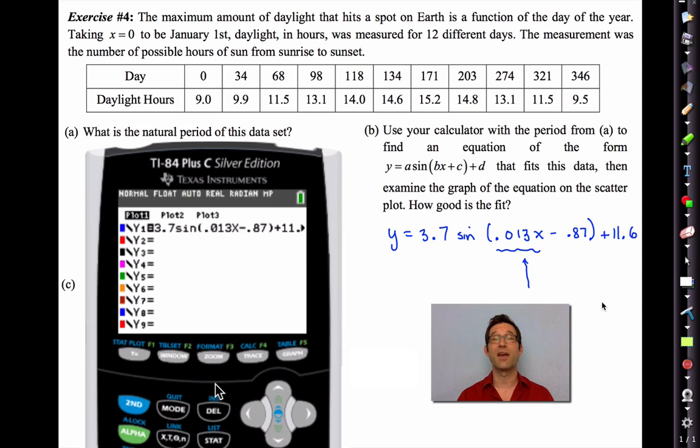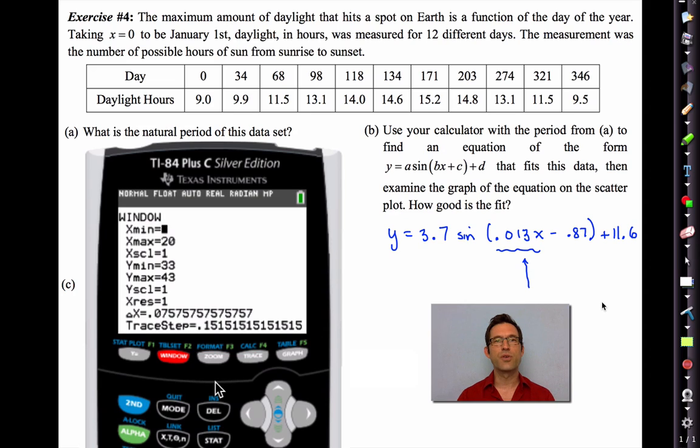Now the only thing I should make sure of is that I have a good window now. So let's go into the window. Since we're talking about the x being the days of a year, I'm going to set x minimum to be 0, and I'll make x maximum 365. Now the minimum amount of hours I get is 9.0, so I'm going to make y min 8. And the maximum is around 15.2, so maybe I'll make y maximum 16. So y min 8, y max 16. All right, I think my window looks good.